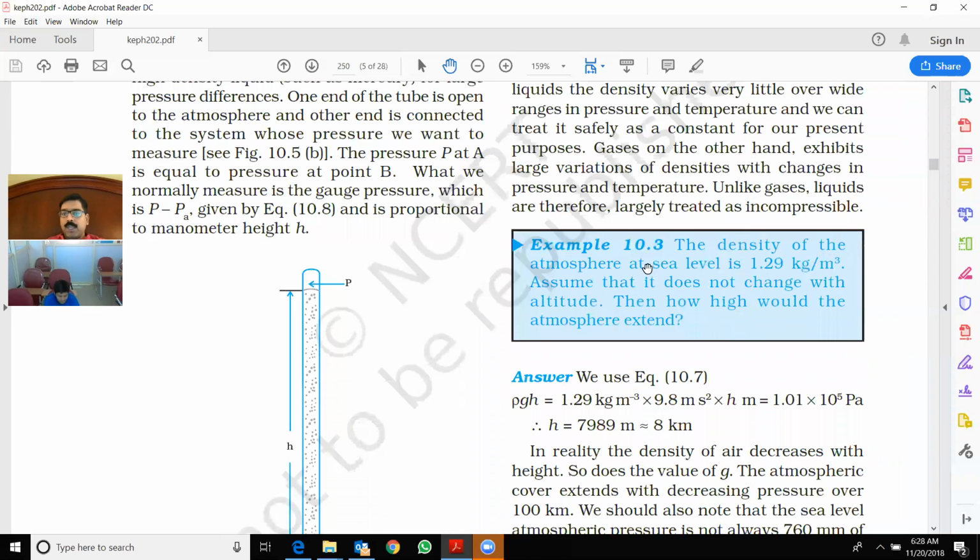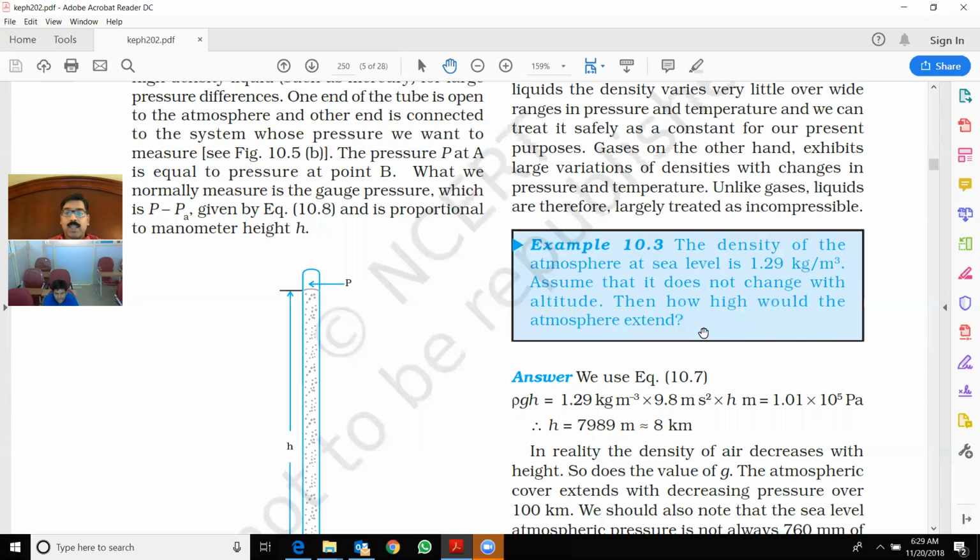The density of the atmosphere at sea level is 1.29 kg per meter cube. Okay, density of atmosphere at sea level. Atmosphere means air, not water. Assume that it does not change with altitude. Altitude means height. Then how high would the atmosphere extend?